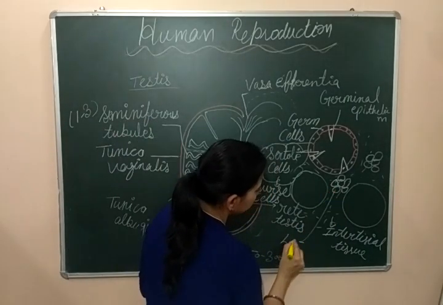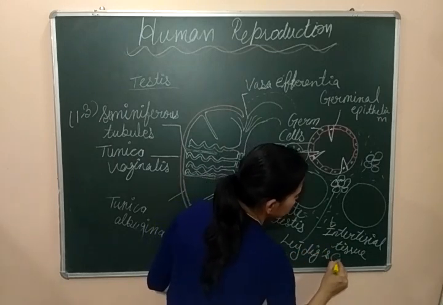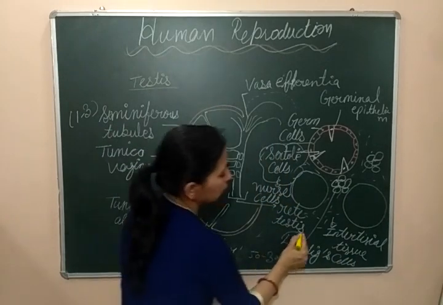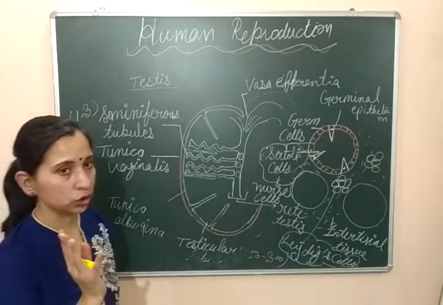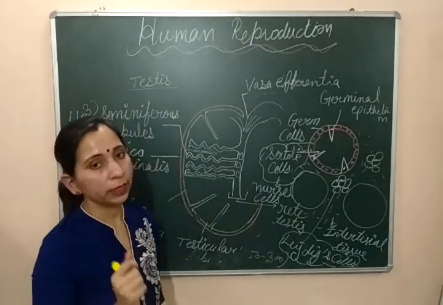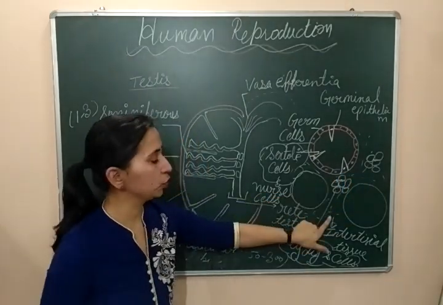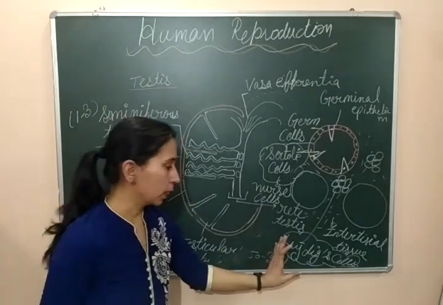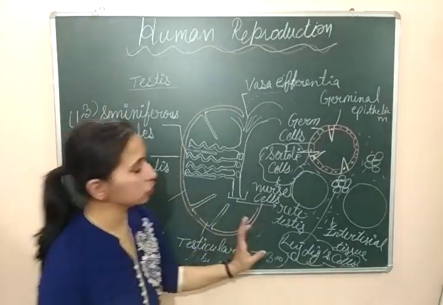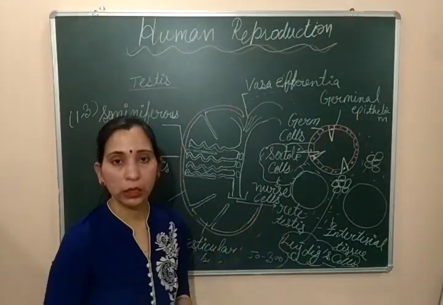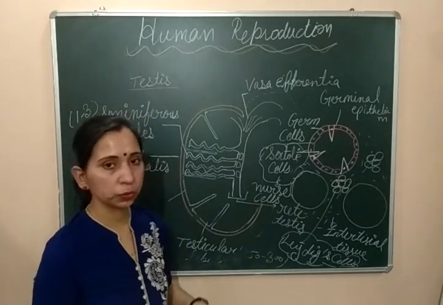The name of these cells is Leydig cells, and these are the cells which secrete the male sex hormone. The most important male sex hormone is testosterone. So these Leydig cells, which are present in the interstitial tissue, secrete testosterone. The function of these cells is to secrete testosterone, which is responsible for maintaining the secondary sexual characters in males and also helps in the process of spermatogenesis.